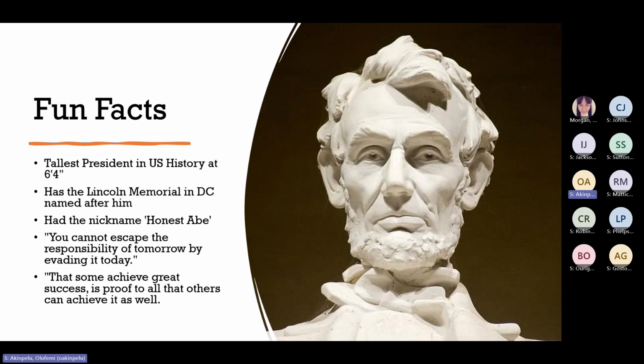You cannot escape the responsibility of tomorrow by evading it today. I kind of like it because I kind of have a procrastination issue, so this quote kind of stuck out to me. And then, that some achieve great success is proof to all that others can achieve it as well. So yeah, just looking at people who achieve success can help us to be able to achieve it ourselves.